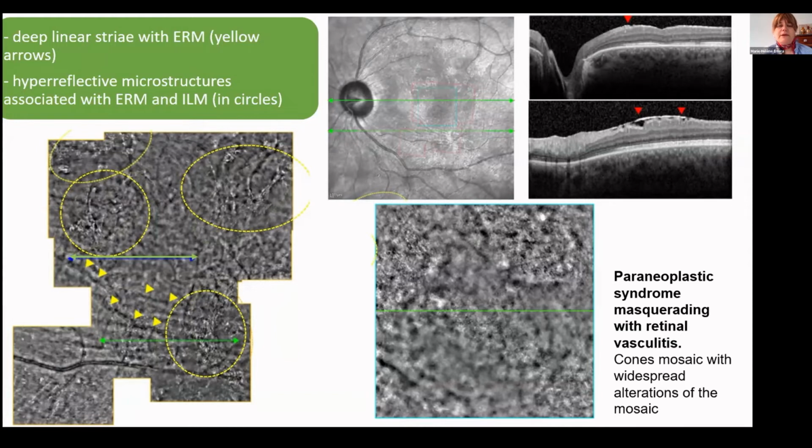associated with epiretinal membrane. So the deep linear striae are shown with the yellow arrows, and they were shown by the first presenter today. So it looked like dark striae, and it corresponds to the folds of the retina. And we saw hyperreflective microstructure associated with this epiretinal membrane and ILM as well, and they are shown in the yellow circles. They look hyperreflective. On the right side, bottom right, you see the cone mosaic, and there is an alteration of this cone mosaic associated with the epiretinal membrane.